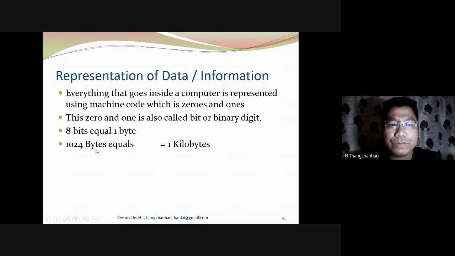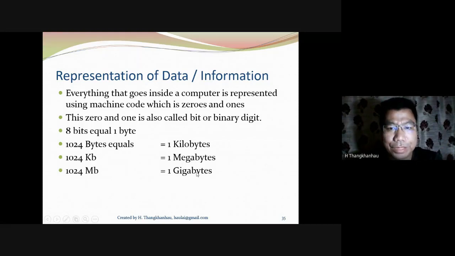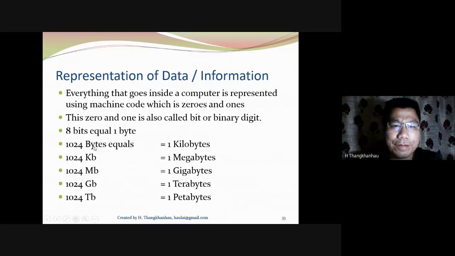And 1024 bytes equal 1 kilobyte. 1024 KB equal 1 megabyte. 1024 MB equal 1 GB. I hope we are familiar with GB because our phone usually comes with memory cards which say 1 GB, 2 GB, 4 GB, 8 GB, something like that, okay? And the memory units bigger than GB are TB, terabyte, and petabyte, and so many measurement units are there. But up to this, I think it's enough.